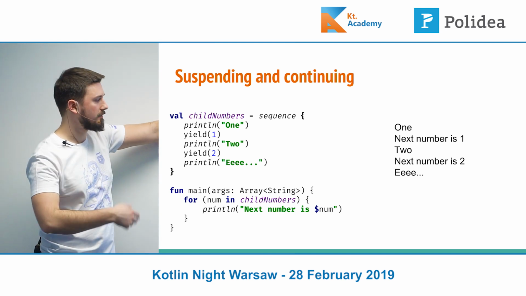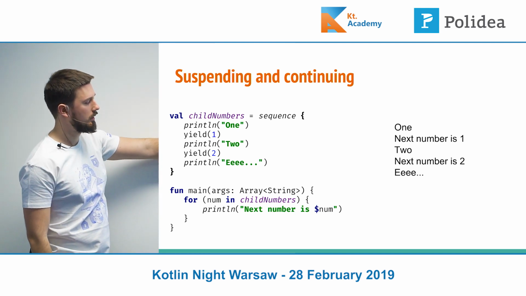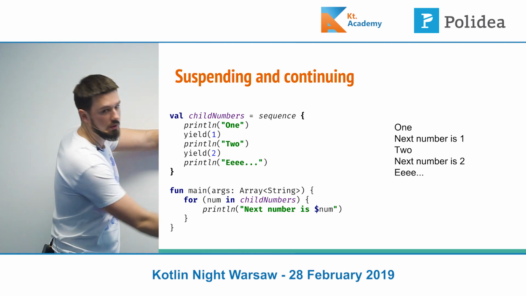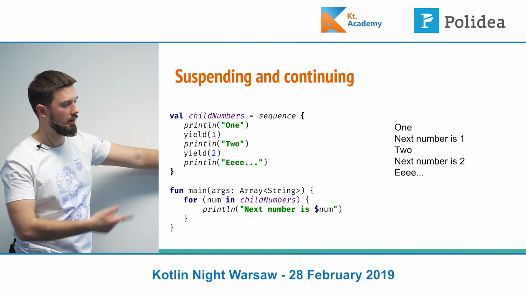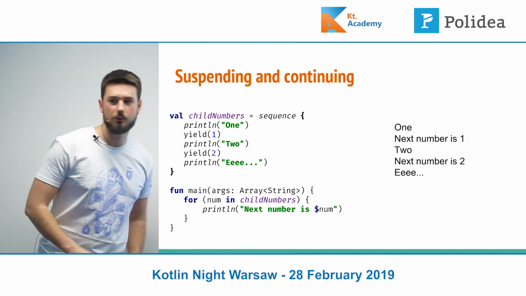Then we ask for the next value. We print 2, and then we return it, and we can print it. Then we ask for the next value. There is no next value, so we only print e, and we finish.